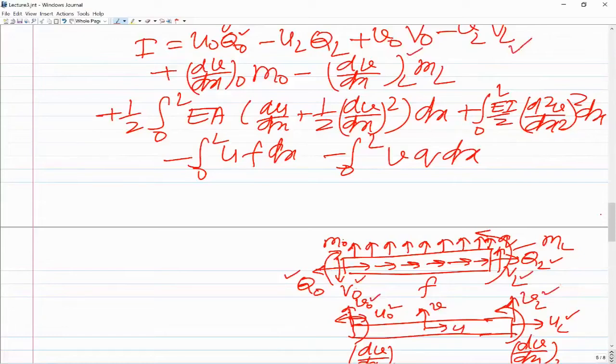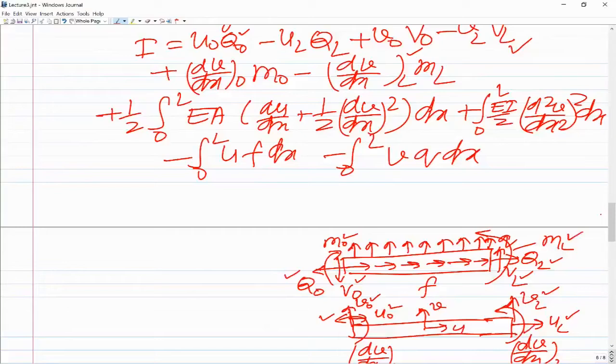Similarly, if you look at this m naught and this dv by dx at naught, they are in the opposite direction, so the work done is negative, potential is positive. And here if you look at this ml and dv by dx at l, they are in the same direction, so the work done is positive, potential is negative.